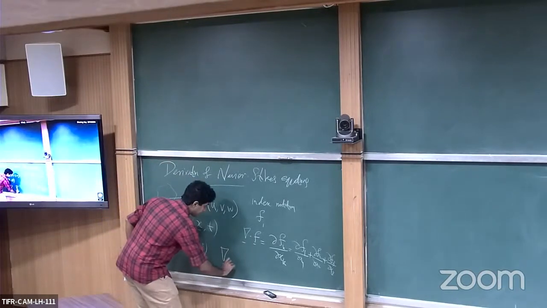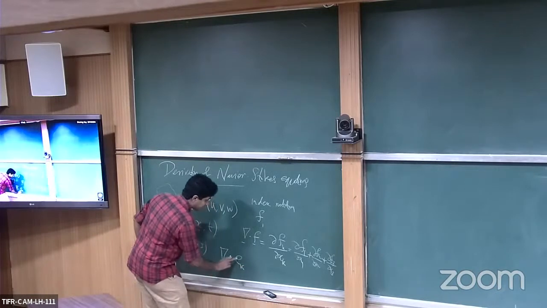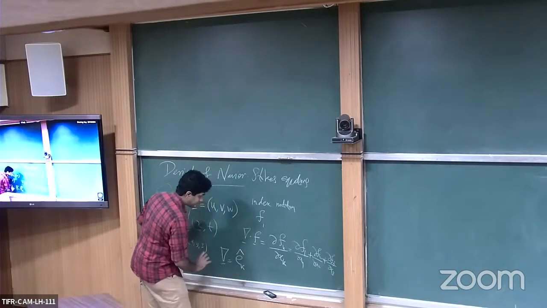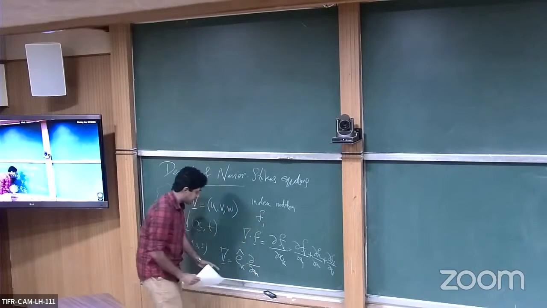Gradient: unit vectors will be denoted by e cap, partial y, partial x. This is a gradient operator.